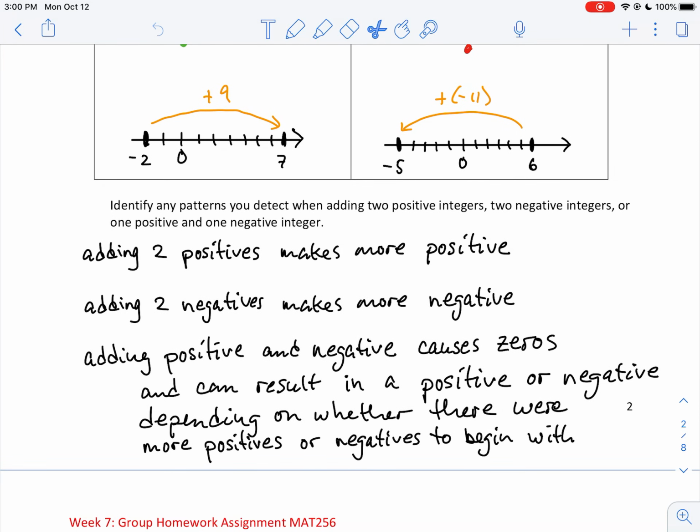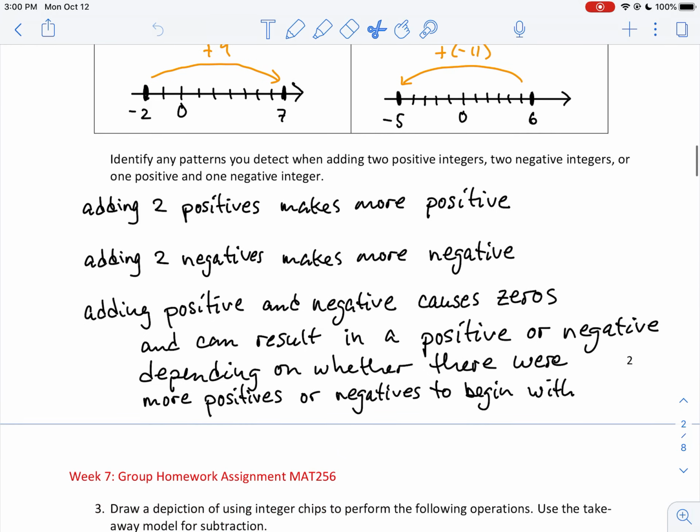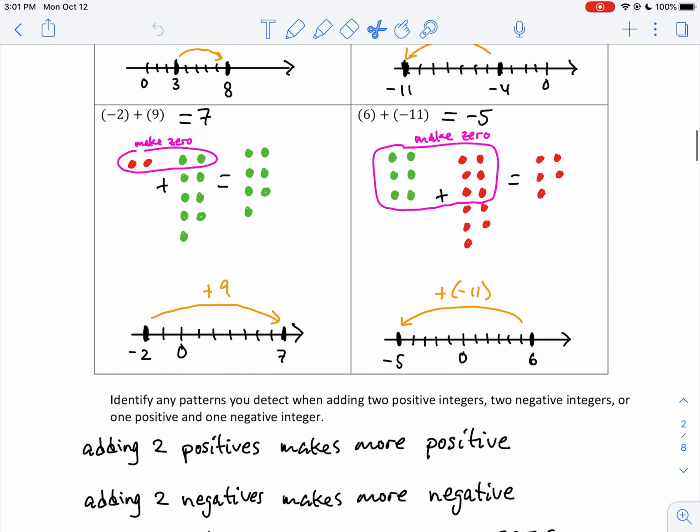Then to identify any patterns, we've noticed that if we add 2 positives, we make it even more positive. So adding 2 positives produces a number that's even further to the right on the number line. But adding 2 negatives makes more negative. It goes further left on the number line. And adding a positive and negative will cause some zeros, and it can result in a positive or negative result depending on whether there were more positives or more negatives to begin with.